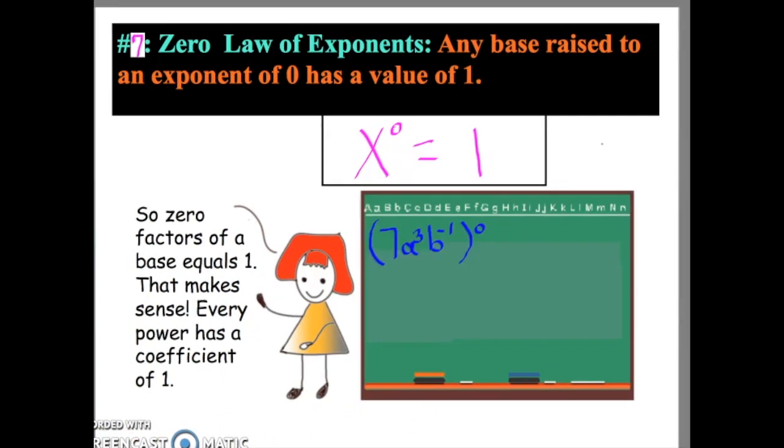Okay, let's apply some more zero exponent rules. I have 7a to the third, b to the negative 1, and all of this is being raised to the 0 power. According to the rule, what would that equal? 1. Let's take a look at another example. 8 to the 0 power, according to the rule, 1. Okay, let's look at one more. I have negative 9x being raised to the 0 power.